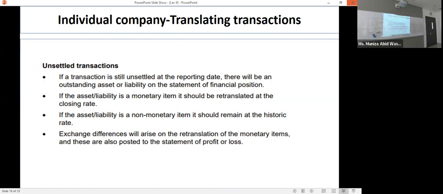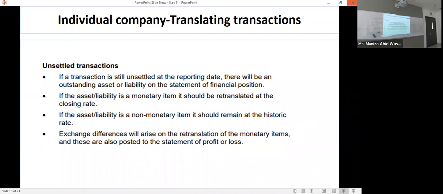If a transaction is still unsettled at the reporting date, there will be an outstanding asset or liability on the SOFP. Obviously, when your transaction is not being settled, the receivable or the payable which you have recorded will remain still over there. If the asset or liability is a monetary item, it should be retranslated at the closing rate.